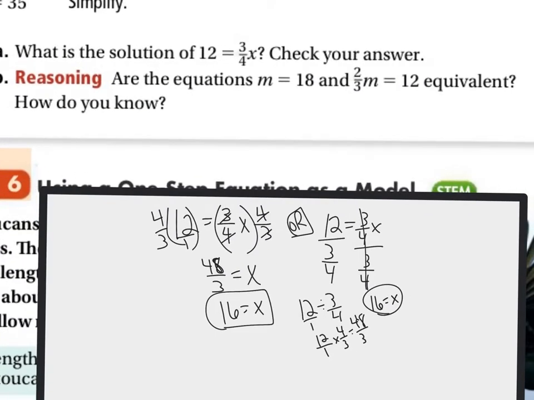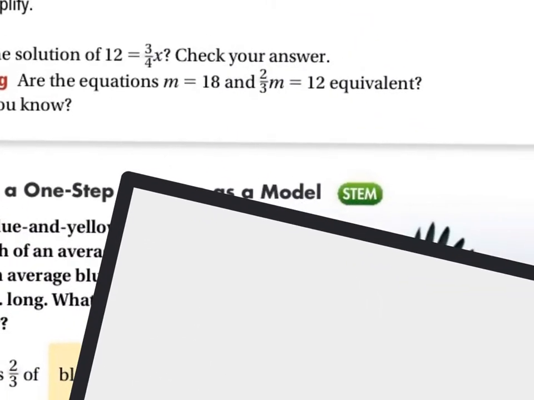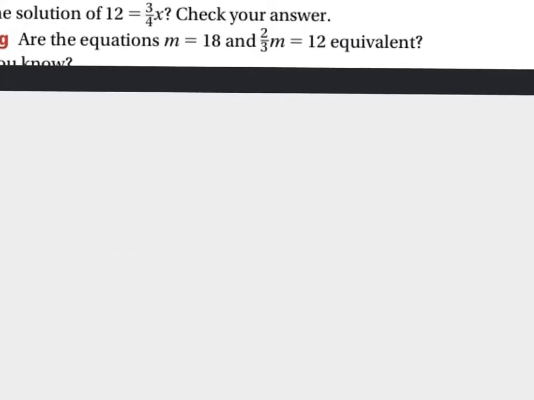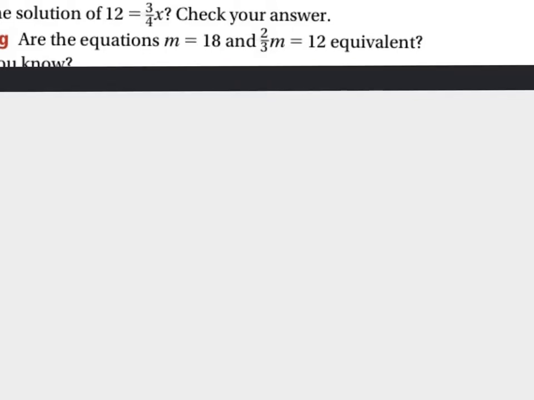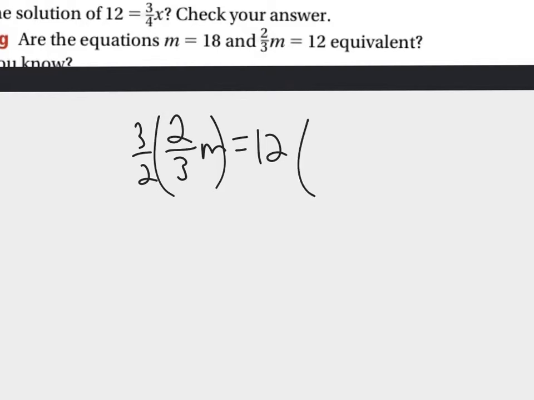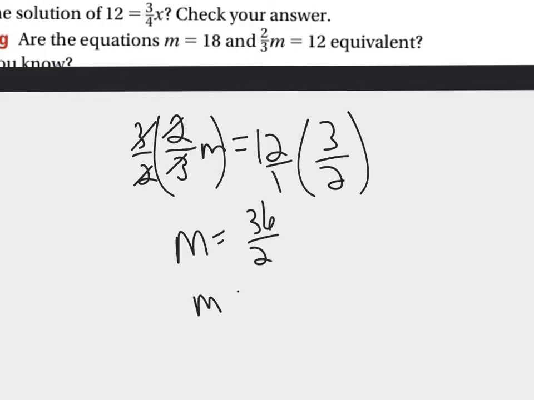Part B asks if these equations are equivalent. Basically what we'd be doing is if we solve for the variable and we get 18, m equals 18, then they would be equivalent. So that one, we'll just do the quick way here. If you want, we can multiply by the reciprocal. And we get 18. So m equals 18.